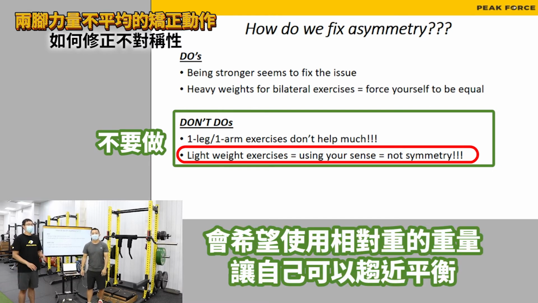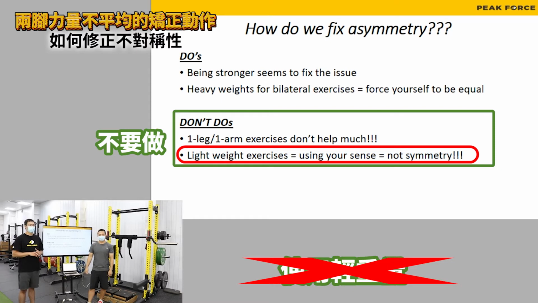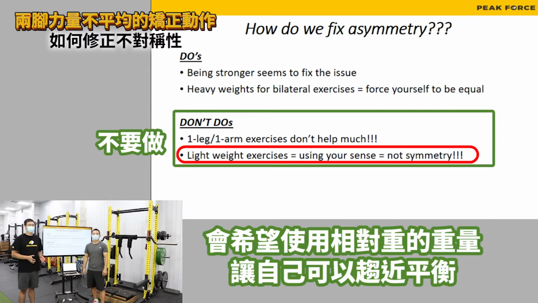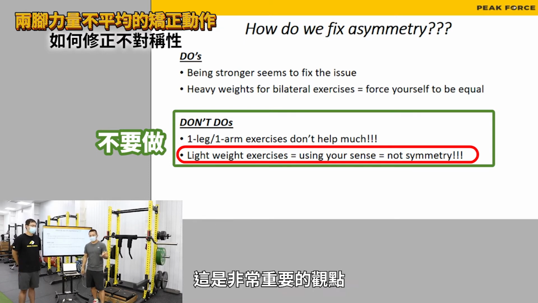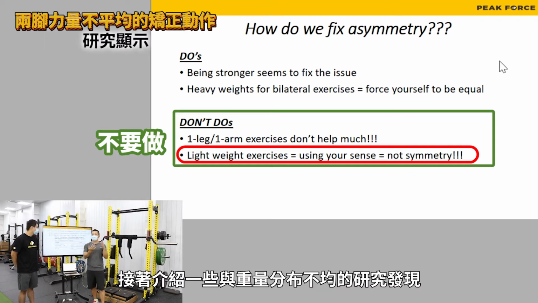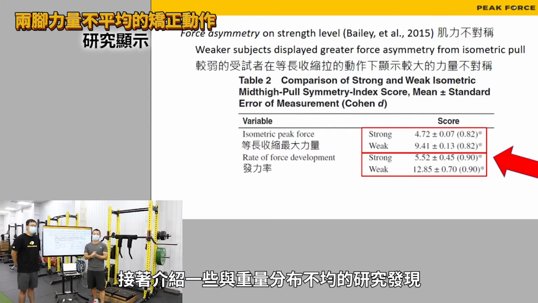好，那这时候呢，我们会谈到第二个部分，我谈到这个使用的负荷的部分。那如果说你用比较重的负荷的话，你在做双侧动作出力的时候，它才会将你的身体的重心维持在中间，而不会去左右乱跑这样子。So this is a very important aspect. And then I want to show you some research findings about the weight distribution asymmetry.